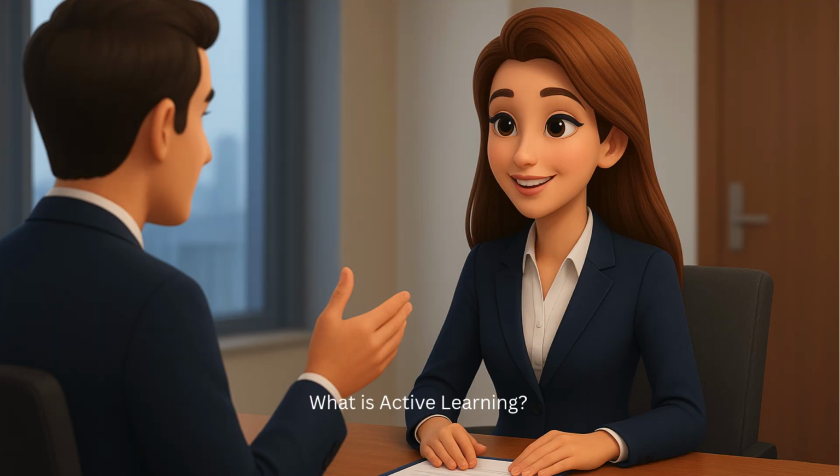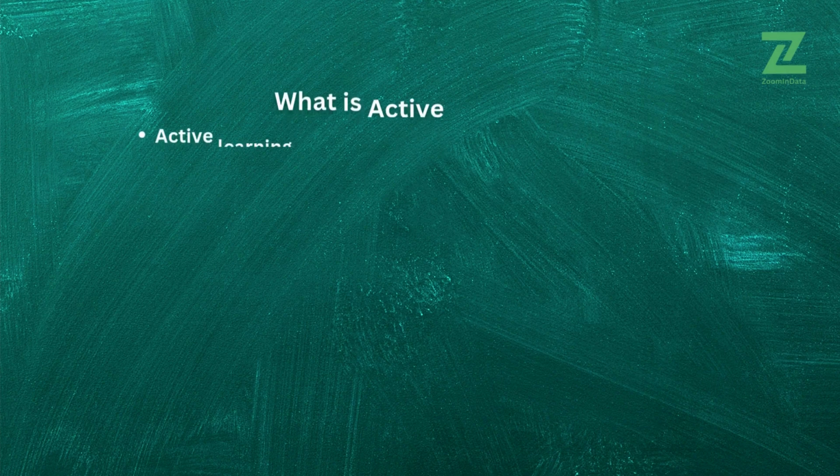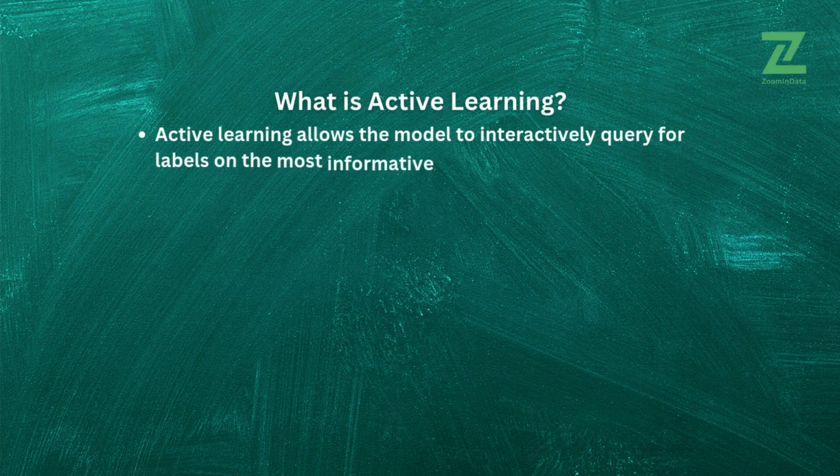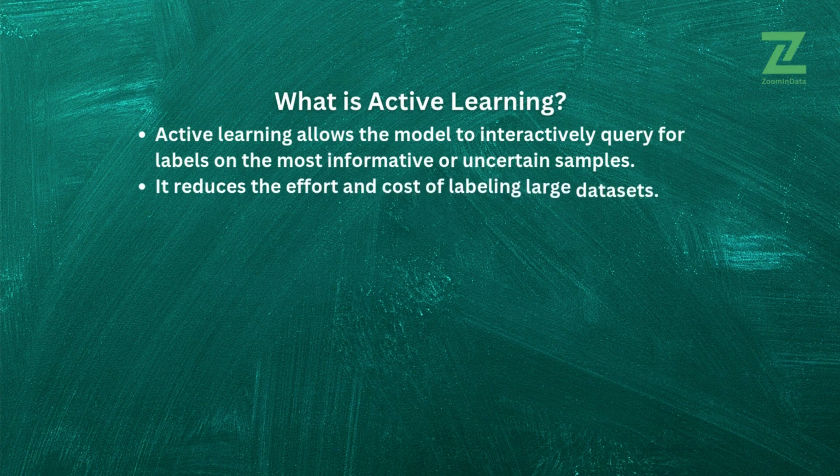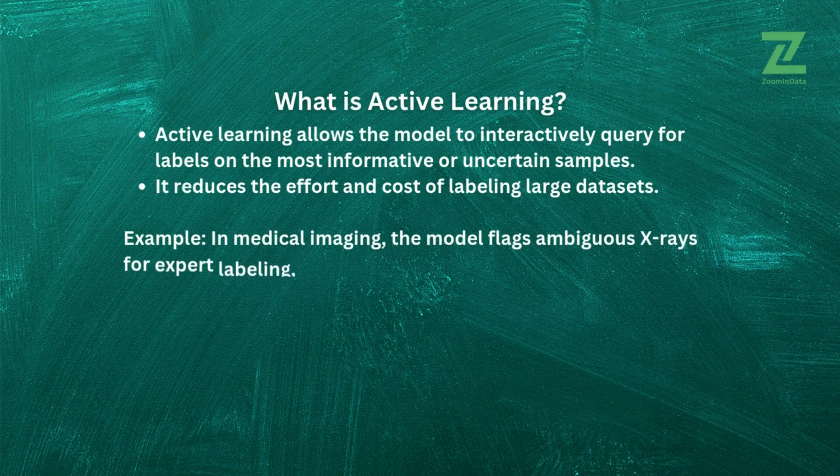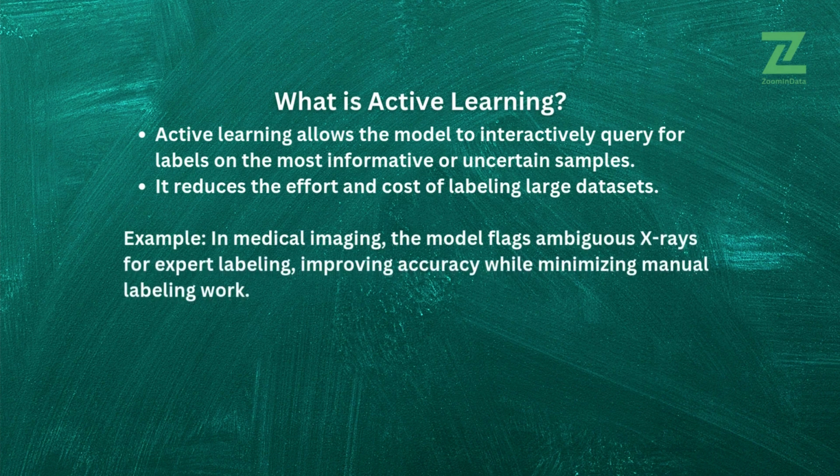What is active learning? Active learning allows the model to interactively query for labels on the most informative or uncertain samples. It reduces the effort and cost of labeling large datasets.